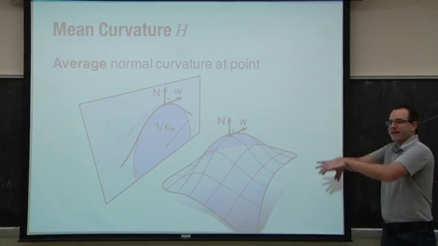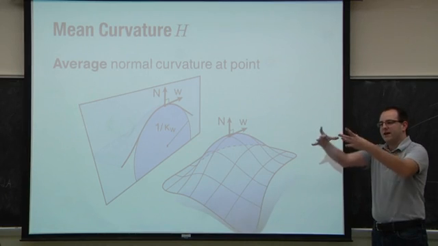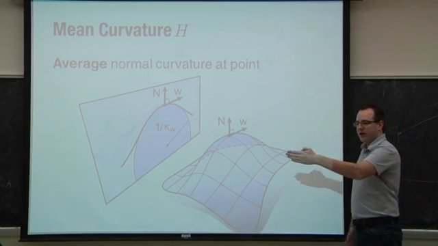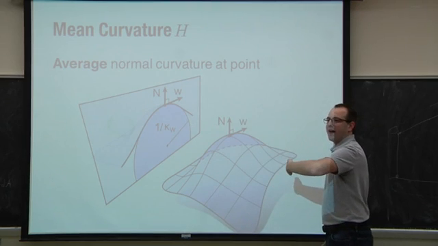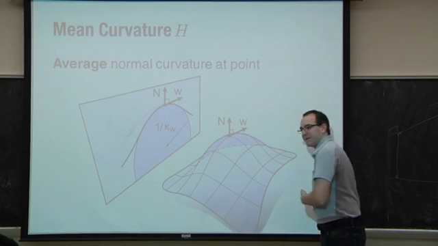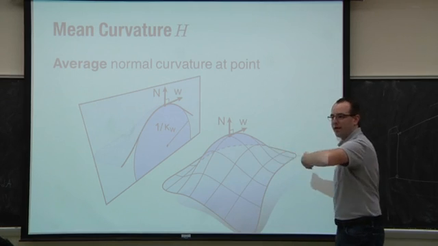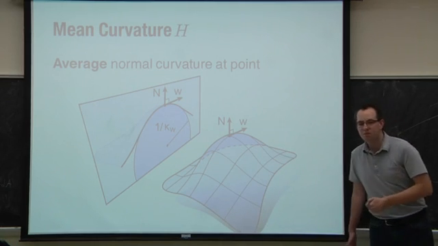So if I have something that looks like a sphere, right? If I have something that looks convex, like a sphere, every direction I slice is going to have the same curvature sign, right? If I have something like a saddle, I'll have different signs depending on which direction I pick to slice.